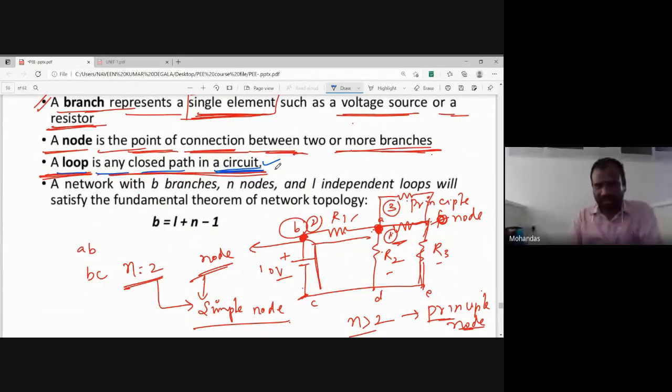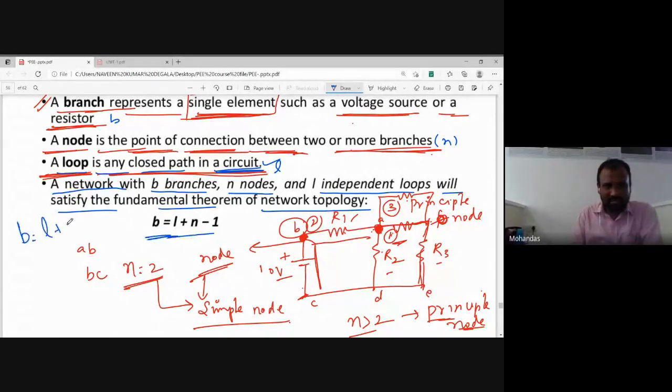Loop is denoted as L. Node is represented as N. Branch is B. Now, a network with B branches, N nodes and L independent loops will satisfy the fundamental theorem of network topology, which is B equal to L plus N minus 1. So the branches in a particular circuit must be equal to loops plus N minus 1.